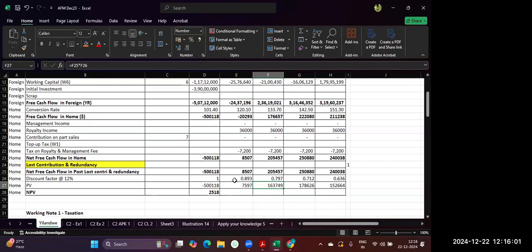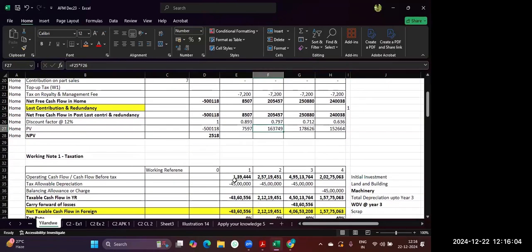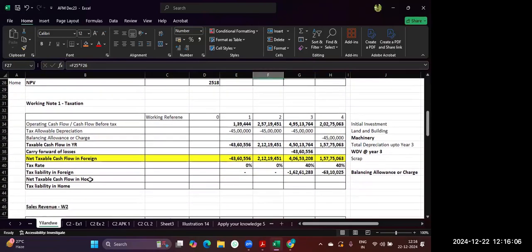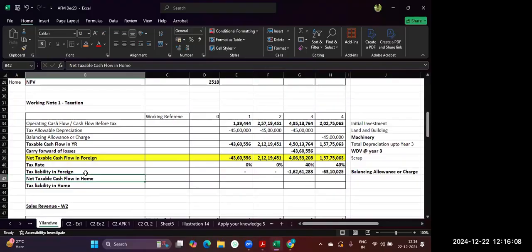Now, let me tell you one more thing. Can you see in pro forma, I have considered tax liability in foreign and I said net taxable cash flow in home currency. Correct? If there would have been a difference, we would have calculated the differential tax. Okay? With me till here? Yes, sir.